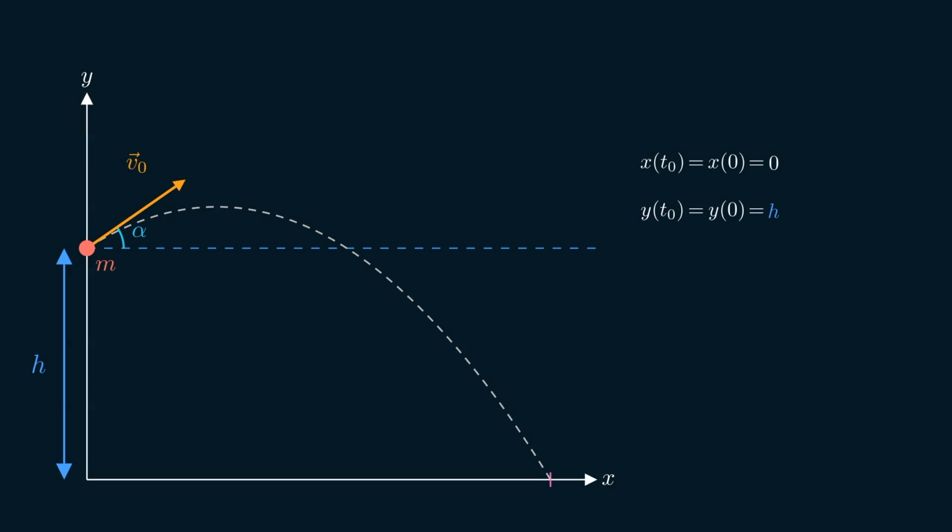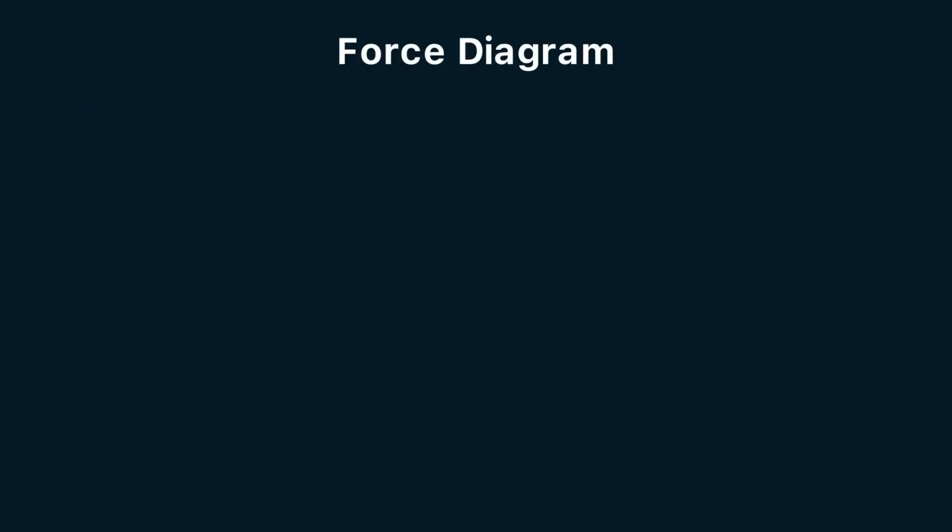Let us call the range r. Then we can also write down the final state. After the flight time tf, the x-coordinate is equal to r, even though we do not know those two values yet. And the y-coordinate? Well, that is of course 0, because after the flight time, the projectile has reached the ground.